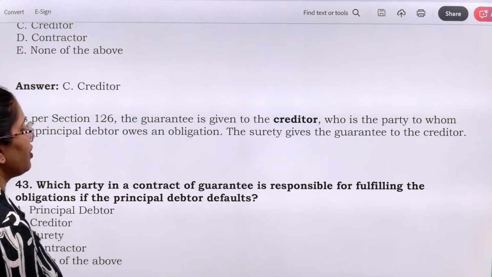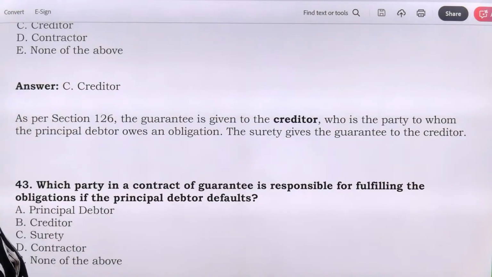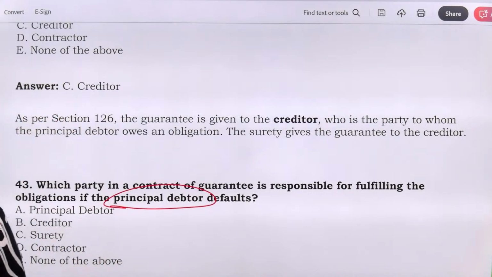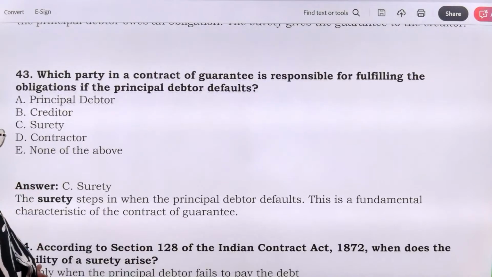Which party in a contract of guarantee is responsible for fulfilling the obligations if the principal debtor defaults, right? So, if the principal debtor, the person who was supposed to pay the money to the creditor, defaults, then the surety will pay the liability. ठीक है? The person who has given the guarantee.